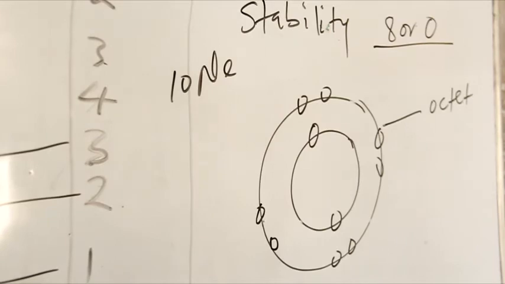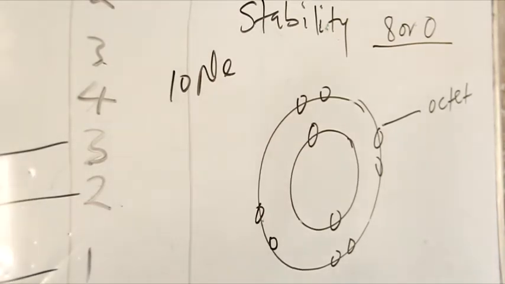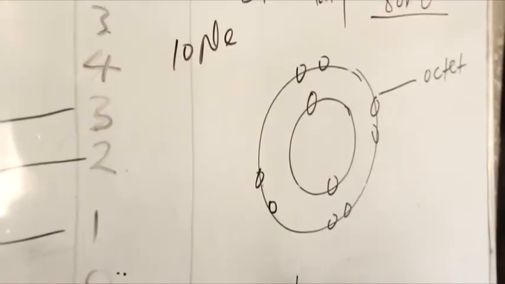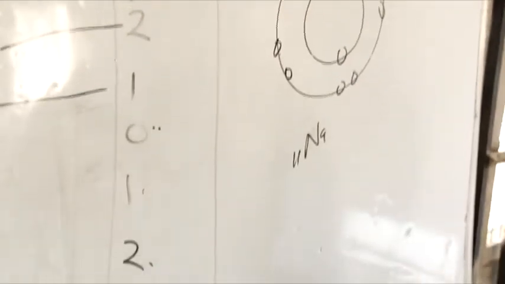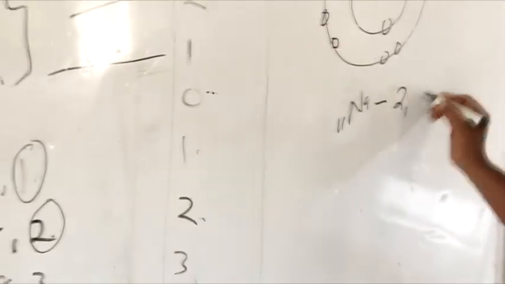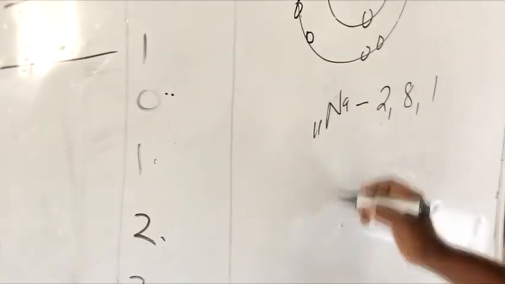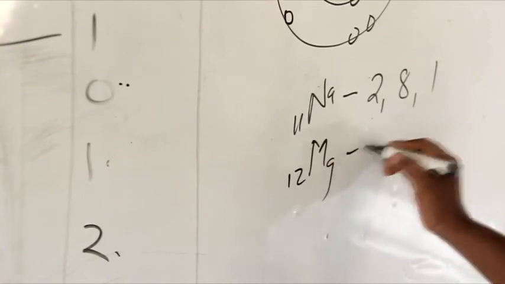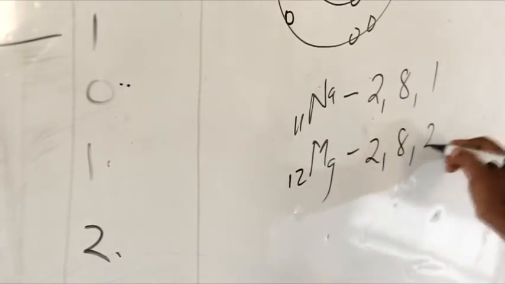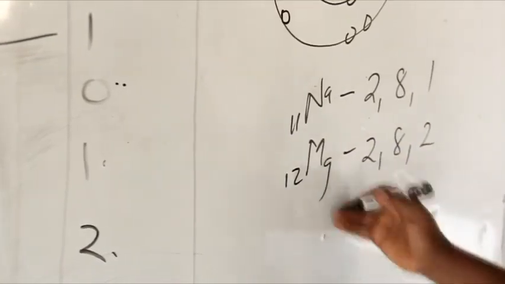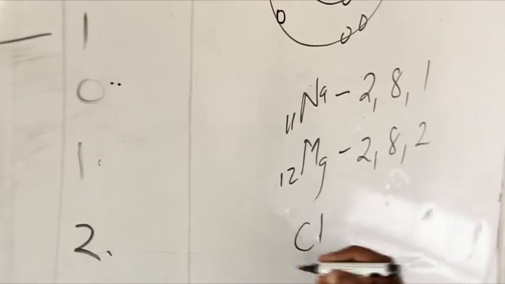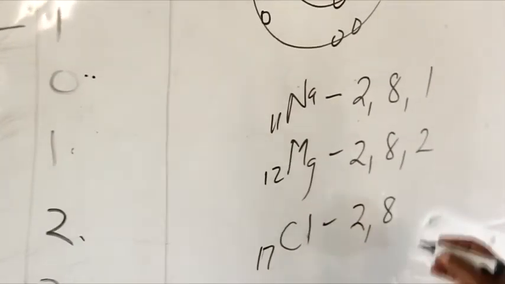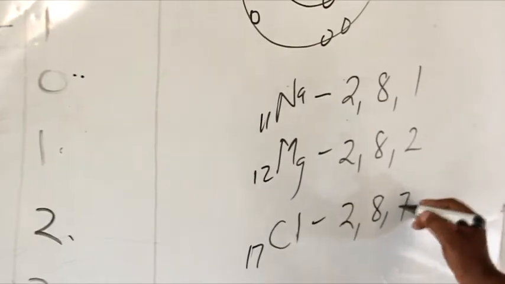So in this case, I want to use three elements to explain. Let's look at sodium with atomic number 11, and the configuration is 2, 8, 1. We look at magnesium with atomic number 12, configuration of 2, 8, 2. And let's look at chlorine, with atomic number 17, configuration of 2, 8, 7.